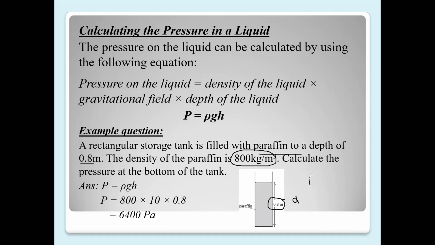So how to calculate the pressure? Pressure exerted by the liquid depends on the density of the liquid, gravity, and depth. The density of paraffin is given as 800, gravity is 10, and the depth of the liquid in the container is 0.8. When you multiply all these factors, you will get 6,400 Pascal.